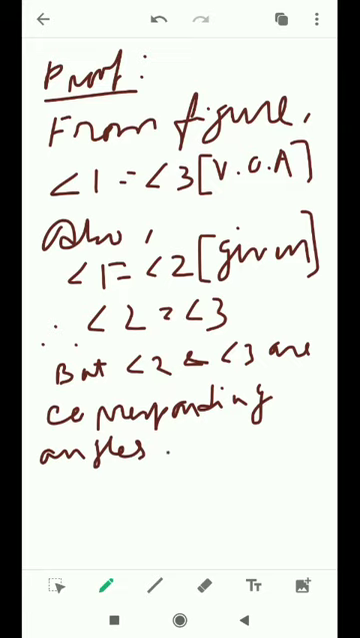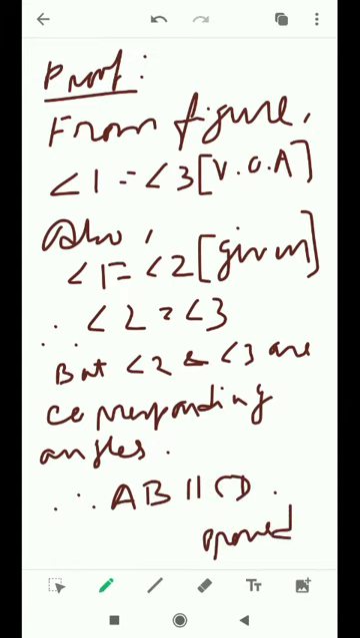So corresponding angles are equal when the lines are parallel, and only then are corresponding angles equal. So therefore we can write AB parallel CD. This one is also good. Students, you can try to prove the other theorems.